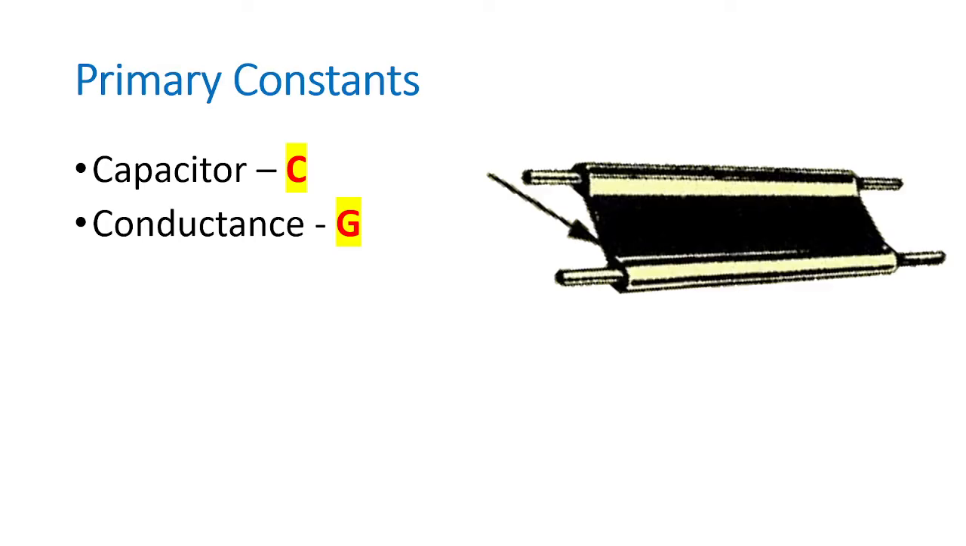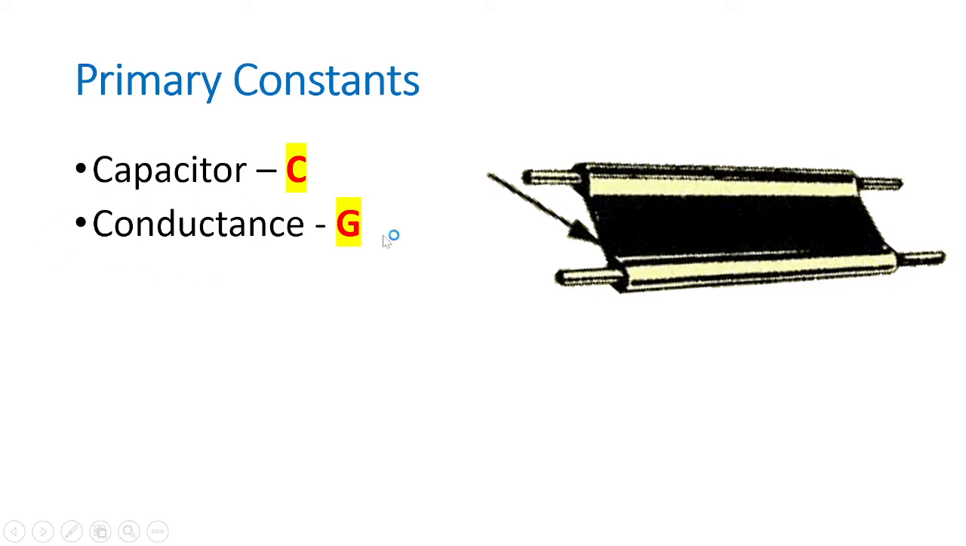The other two primary constants are capacitor and conductance. Any two conducting materials separated with some insulating medium form a capacitor, which gives you a capacitance effect. So you consider capacitance when we have two conducting parallel line cables separated with some insulating medium. And though it is insulated, perfectly or not perfectly, practically there might be a little leakage current possible, and that leakage is called conductance.